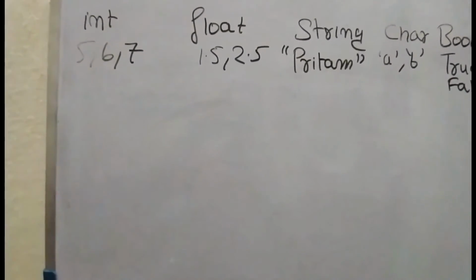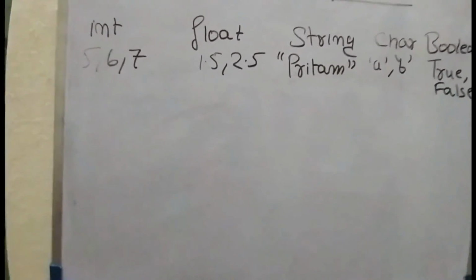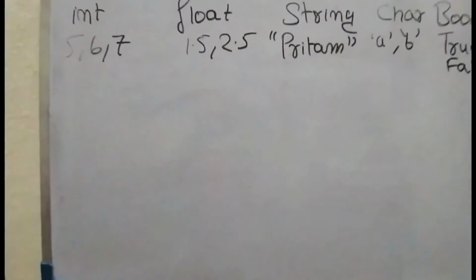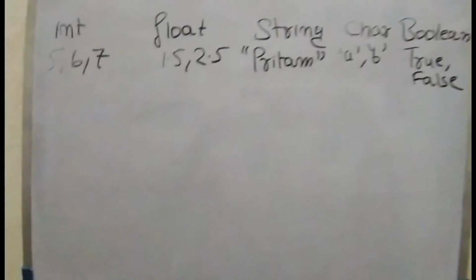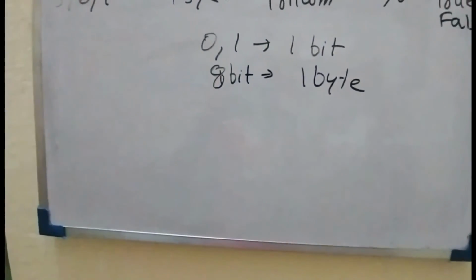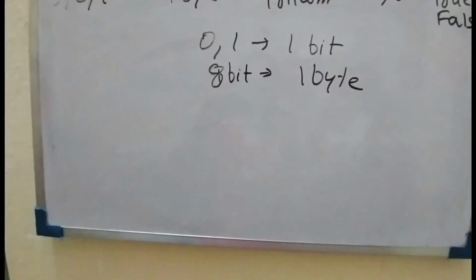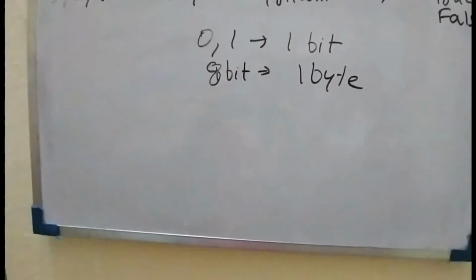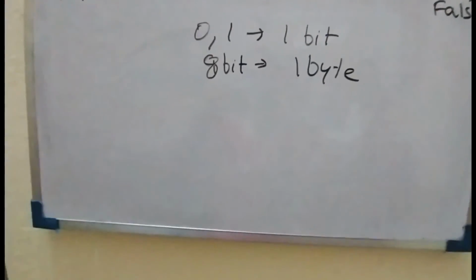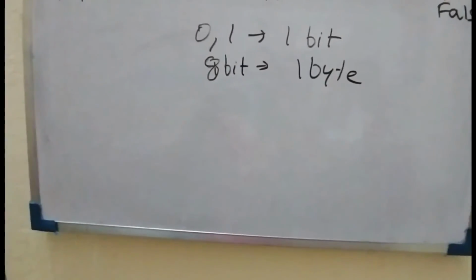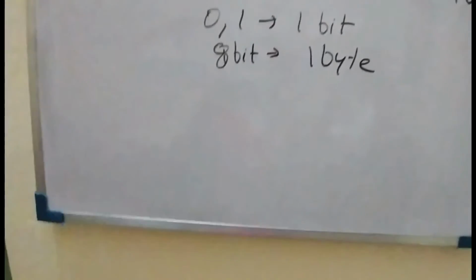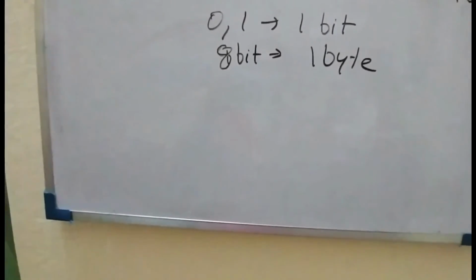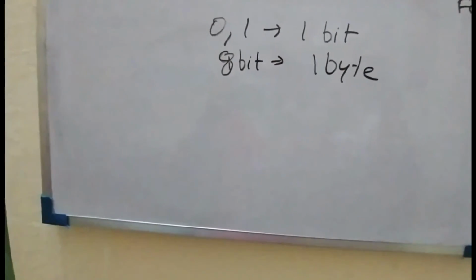Now something to note is, what is a byte exactly? I hope you remember that chart. To ensure, 0 and 1 is 1 bit. 8 bits comprise 1 byte. Similarly, 4 bits comprise 1 nibble, then 1024 bytes comprise 1 kilobyte, 1024 kilobytes is 1 megabyte, 1024 megabytes is 1 gigabyte.